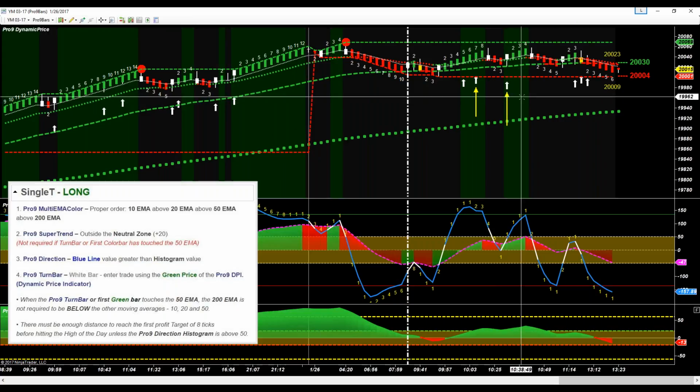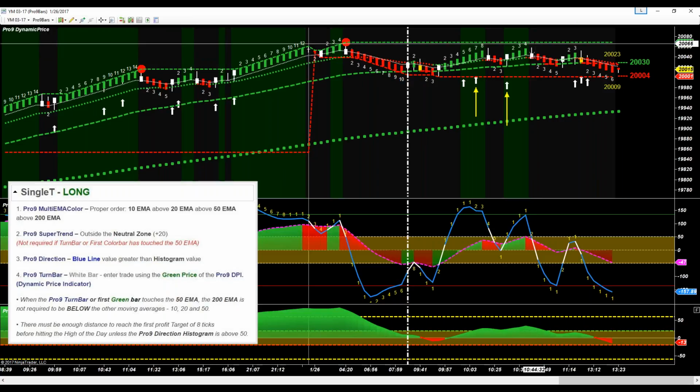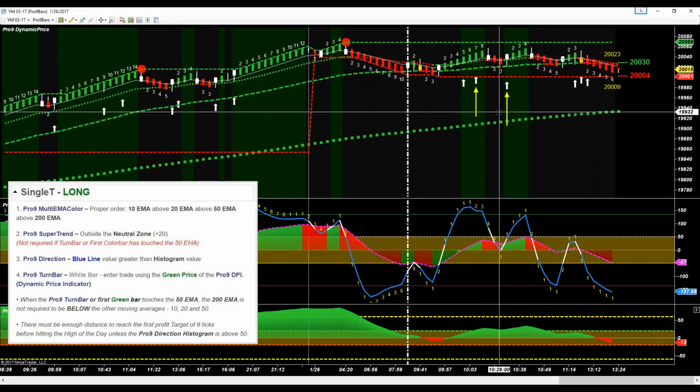So these are our only points of entry for these types of trades. And we don't get in the middle of a run unless it breaches the high or low of the day for a breakout trade, or as we saw here, in the middle of a run with this momentum entry. All 4 of the other trades will only be entered either on the turn bar or the first color bar.